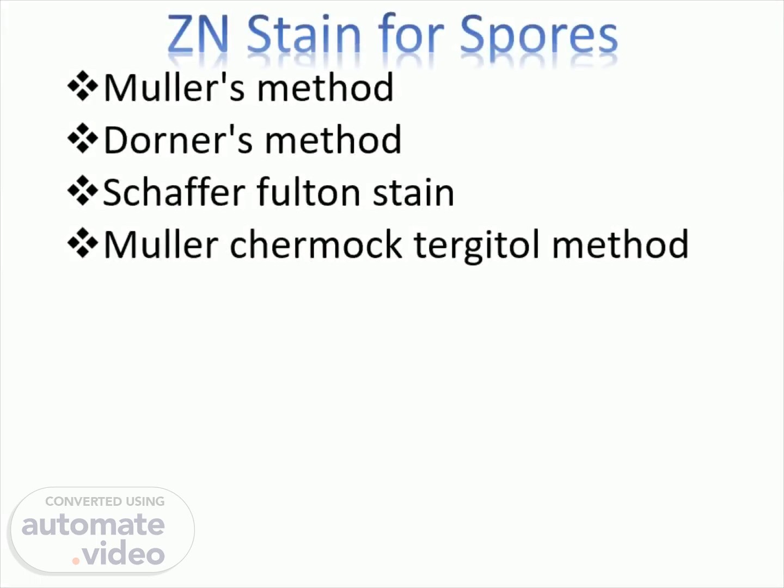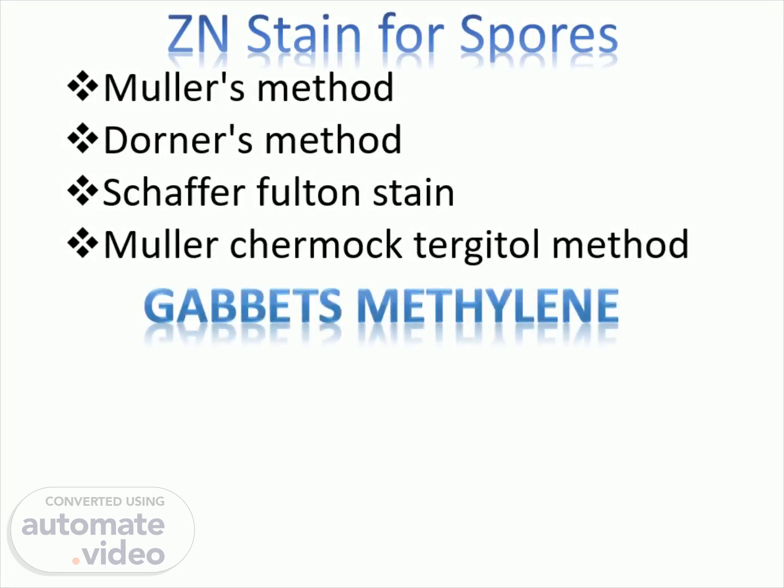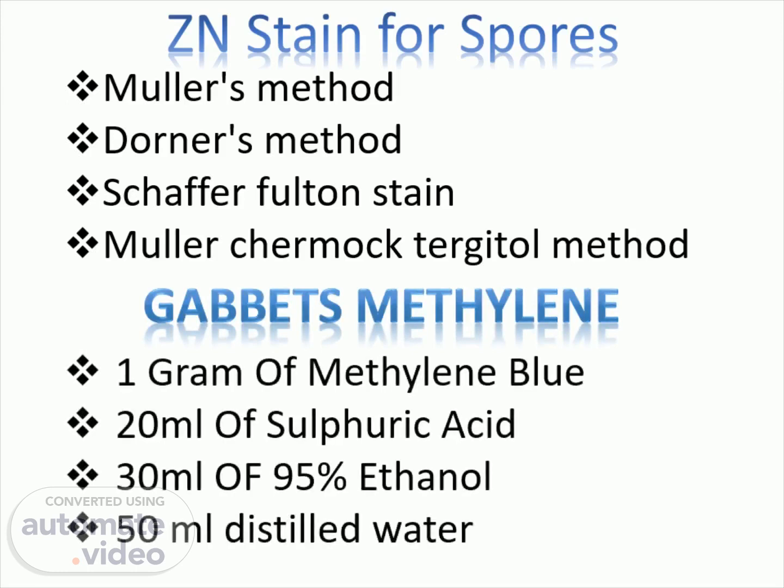Spore staining we should know: Muller's method, Dorner's method, Schaeffer-Fulton stain, Muller-Chermak-Turgotol method. What is Gabbitt's methylene blue? It can be prepared with 1 gram of methylene blue, 20 milliliters of sulfuric acid, 30 milliliters of 95% ethanol, and 50 milliliters distilled water. In the next slide we will discuss the cold method of AFB staining with Gabbitt's methylene blue.